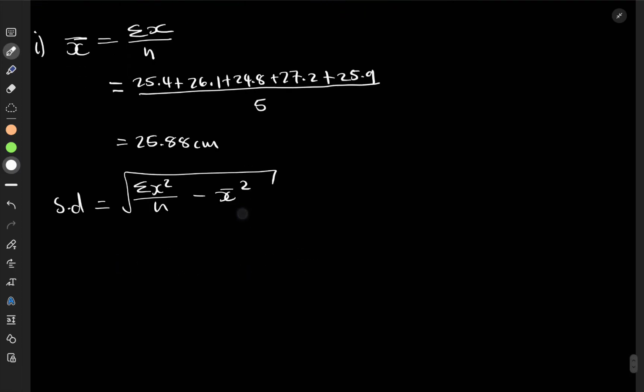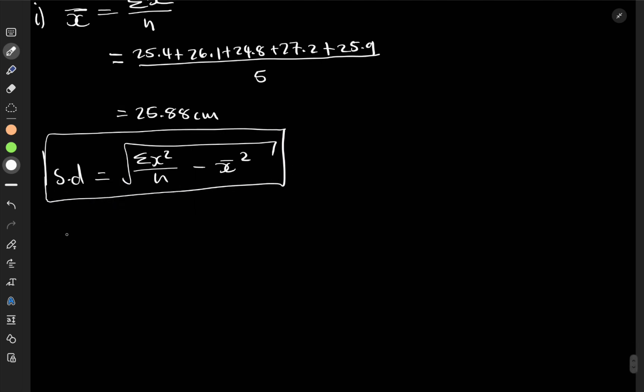Oh, should I do it in a table? Maybe let me just do it in a table. This is my standard deviation formula. I'm coming back to you guys. So this is x, then here it will be my x squared. So let's put our x: 25.4, 26.1, 24.8. I can still put it horizontally if you want space. I could say x, then x squared.